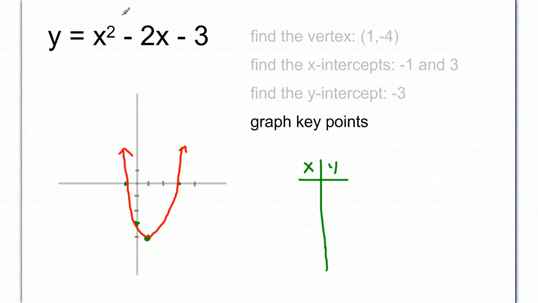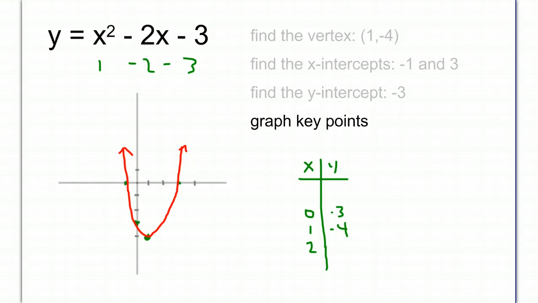And so if you take your different values of x, ideally those near the vertex, so if I were to say 0, 1, and 2 as starting points, I would plug in a 0, and that would make 0 minus 3, so negative 3. If I plugged in a 1, I would get 1 squared minus 2 times 1, minus 3. 1 minus 2 minus 3 is negative 4.